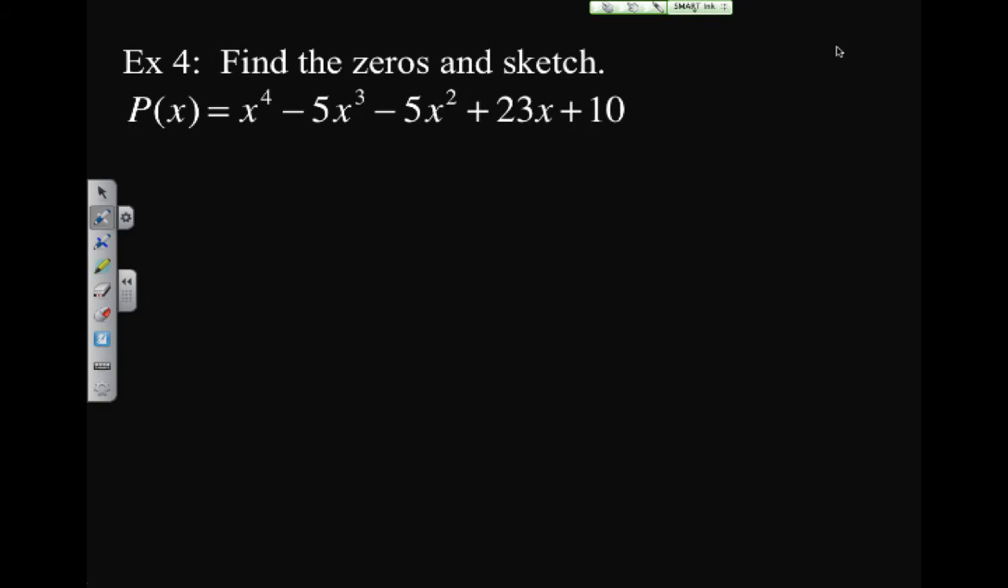But notice the possibilities, plus or minus. It's going to be factors of 10 over factors of 1. So plus or minus 1, plus or minus 2, plus or minus 5, plus or minus 10. Now I'll just give you a little hint here. Very seldom is it ever going to be this last one. And even the last 2 don't happen very often. So we're going to stick with the 1s and 2s a lot of times here. So let's just check 1 here. So our coefficients are 1, -5, -5, 23, and 10. And I don't think 1 is going to work, but let's check it.